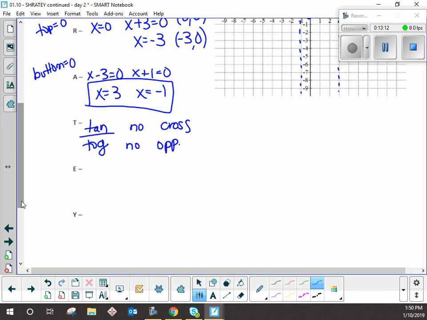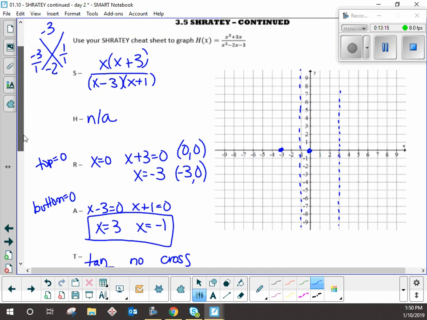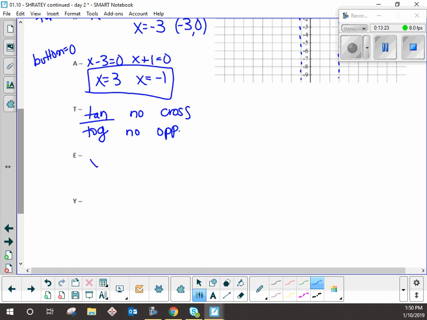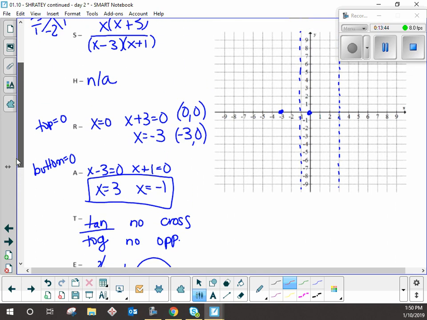E is end behavior. You go back to your original equation. You look at the leading terms there. Okay, they're both x squareds. You write it as a ratio. You simplify, and you get 1. And this is your horizontal asymptote. That is the equation of a line. So you would write it like this, y equals 1. And then draw it in. And like your SHRATEY sheet says, you can draw in just the ends if you want, at least. But I put it all the way across just as a visual reminder that it's there.